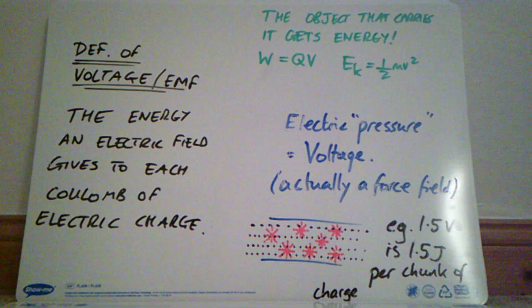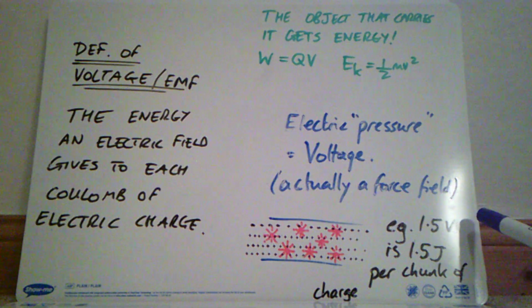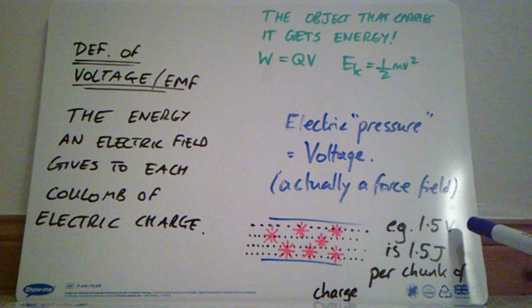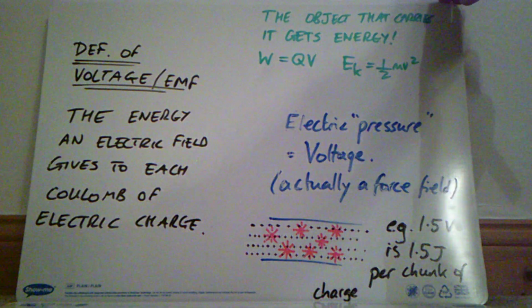Just to really go over the point, for example, a 1.5 volt battery means 1.5 joules of energy is being given by the external electric field to each chunk, or each coulomb, of charge.